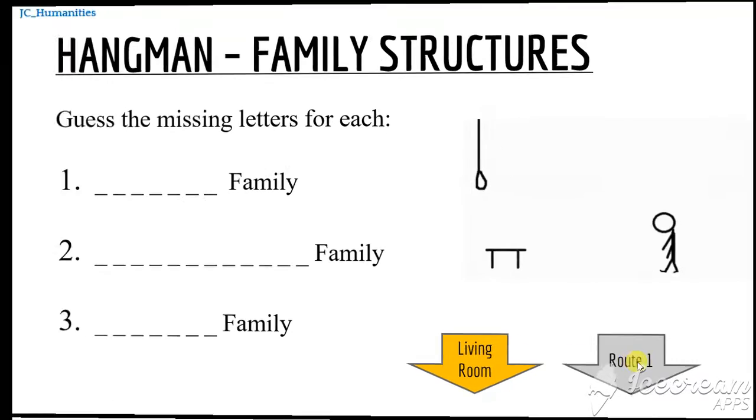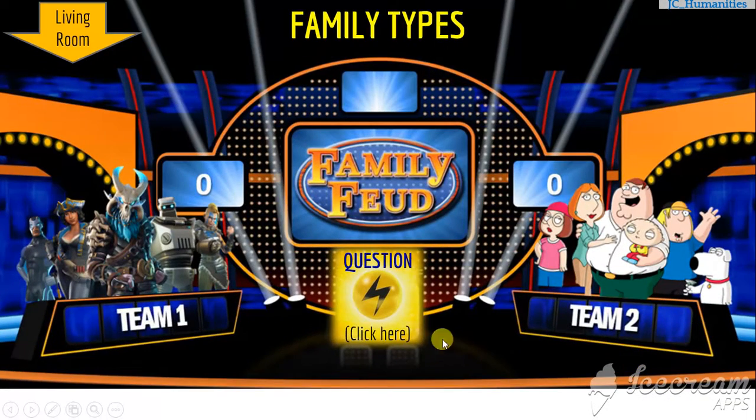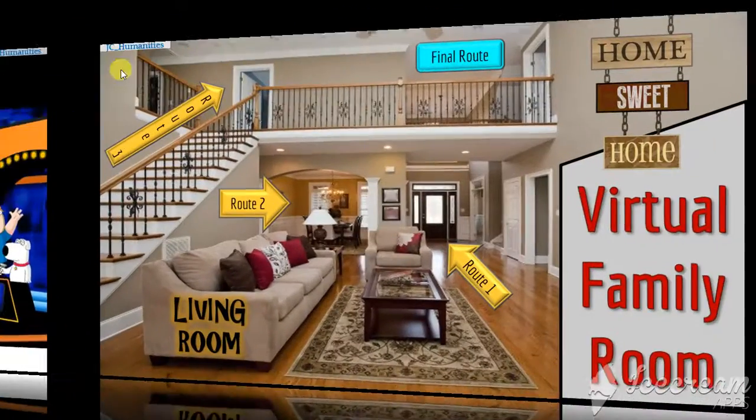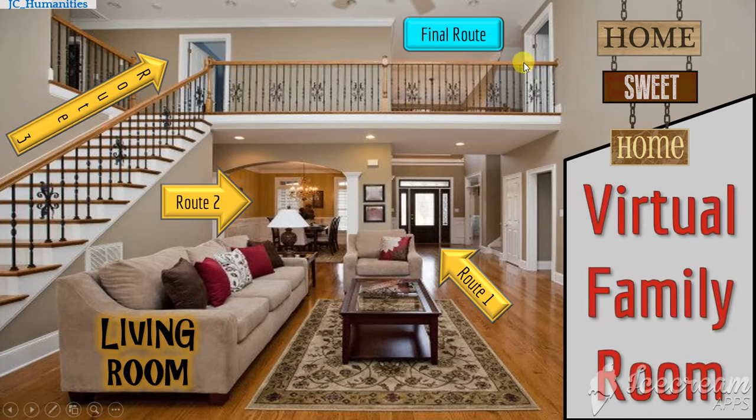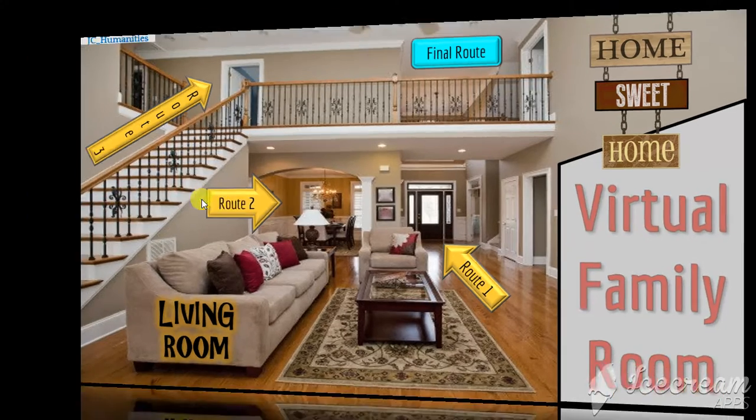So let's go back to route 1. There's nothing there to cover, so we just go back to the living room. If you realize, we have a living room icon there, so it brings you back to where all your objectives are. So we would have done that one. So we're going to go to route 2.